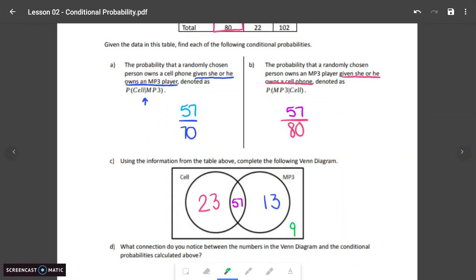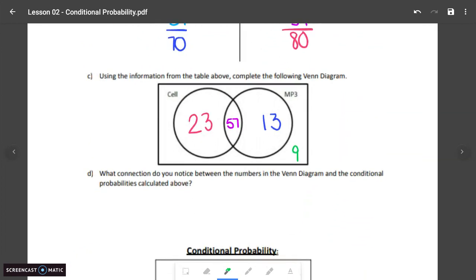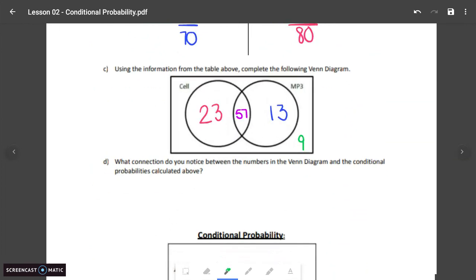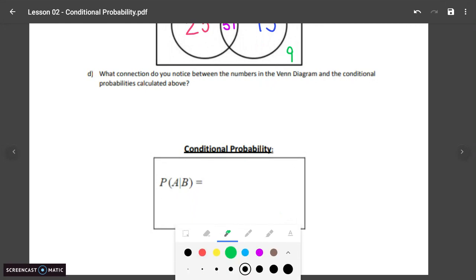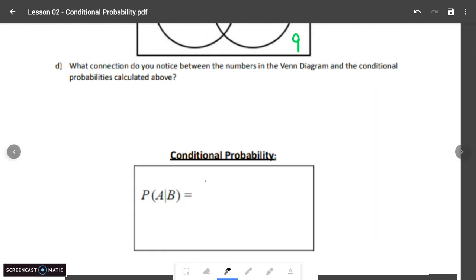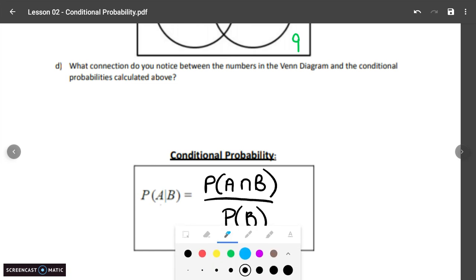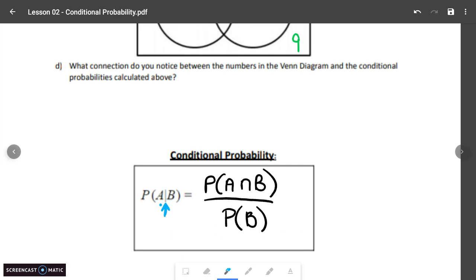But the Venn diagram would still look the same. But what connections do you notice between the numbers in the Venn diagram and the conditional probabilities that you calculated? Well, they both have the same intersection, but they only change based on what the given is. Okay, so what I mean by that is in this rule, a conditional probability is always going to be the intersection of A and B over the probability of what's given. So in this case, remember, it reads the probability of A given. That line means given. So that means that B is going on the bottom.